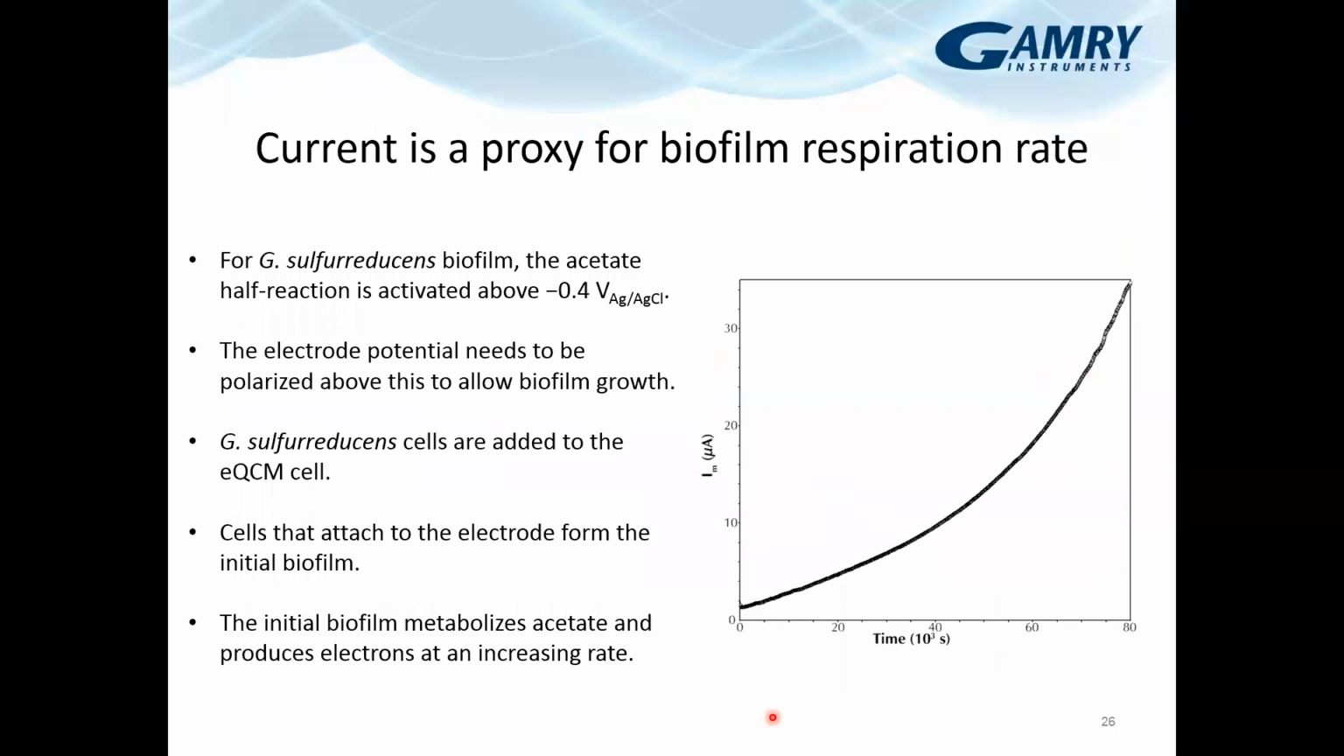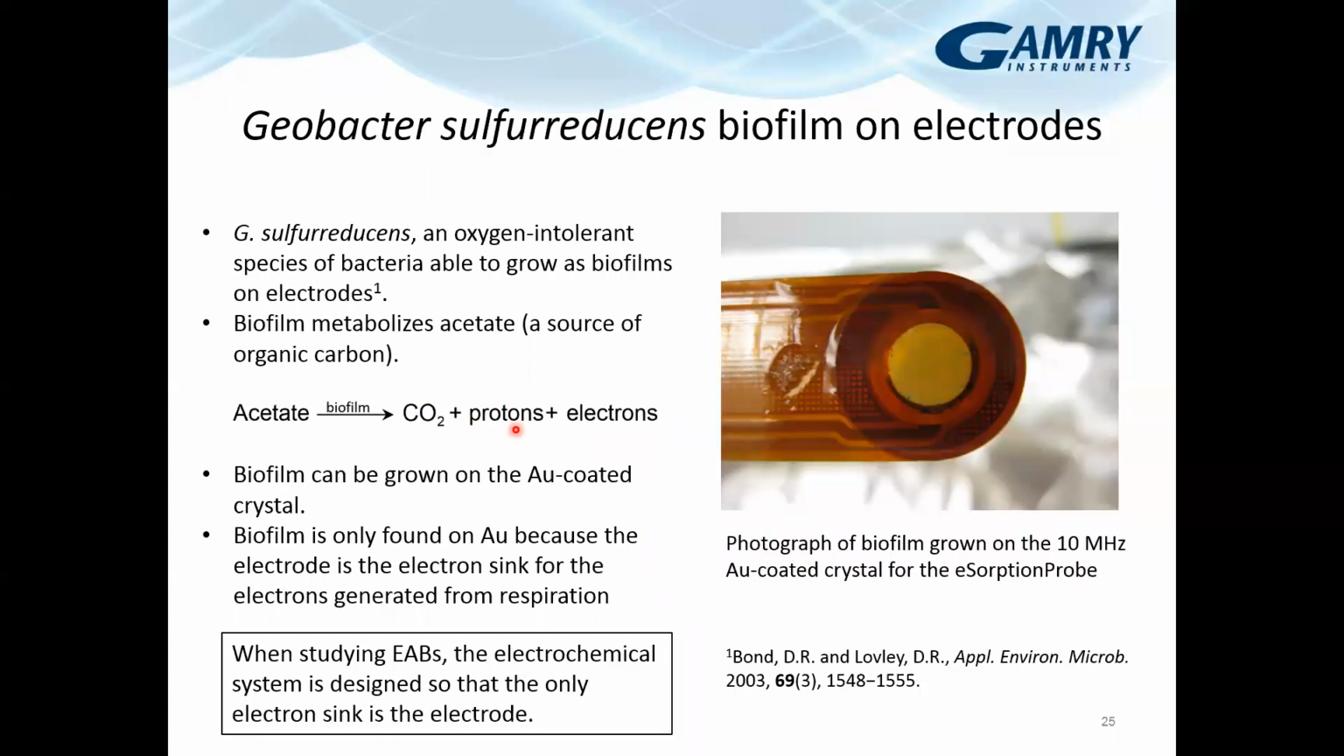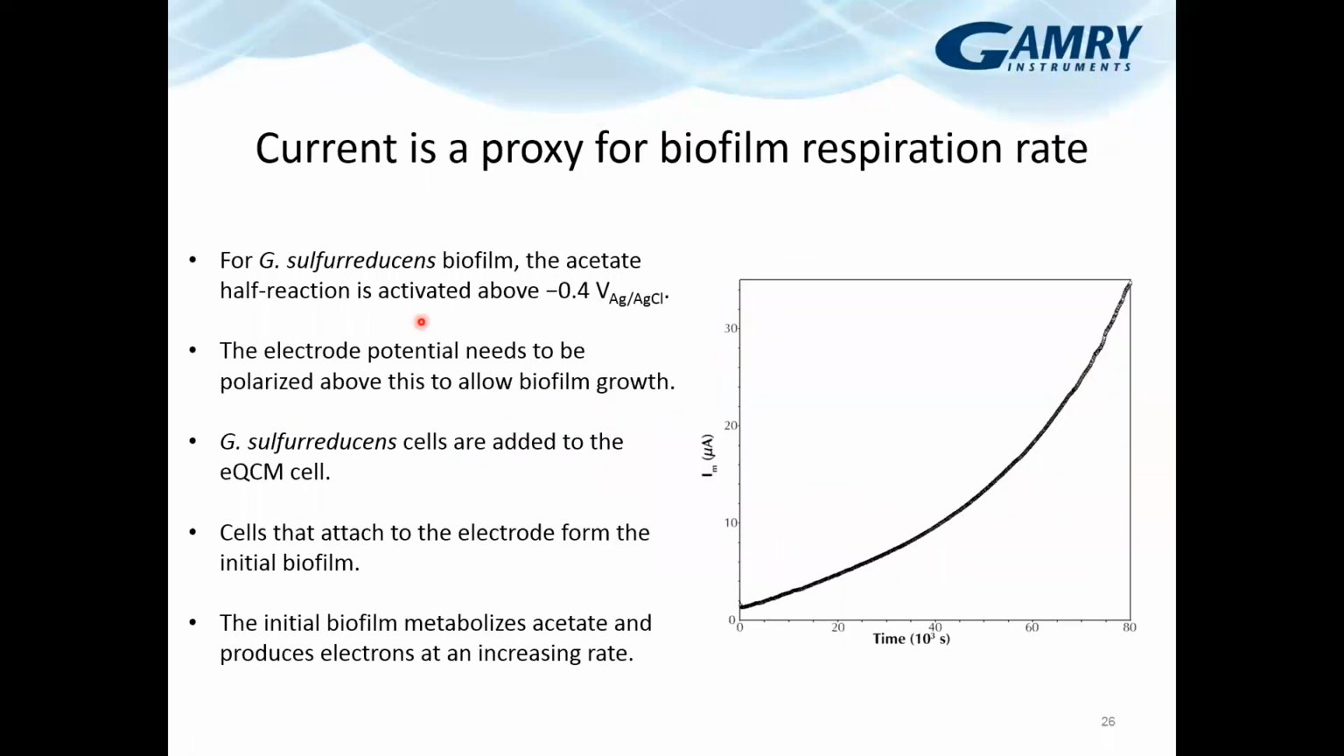Now, to activate this half reaction, acetate to protons and electrons and basically carbon compounds, you have to polarize your electrode above a certain threshold value. That is a measured value in the literature. It varies from microorganism to microorganism. In Geobacter, if you polarize the electrode above minus 0.4 volts versus silver chloride, a reference electrode, you will cause current to flow, and when the current flows, you'll start to get biofilm growth.